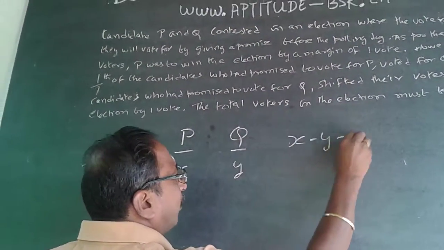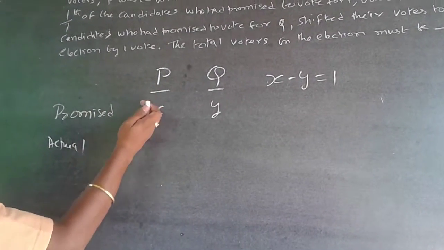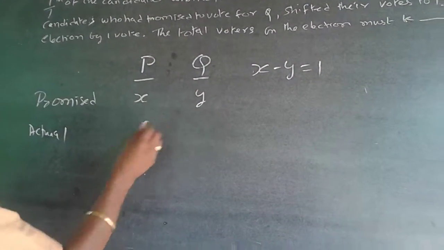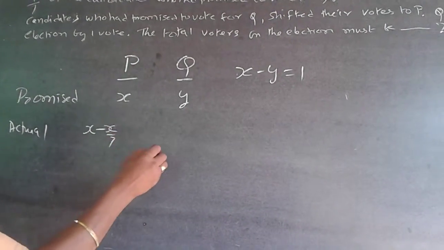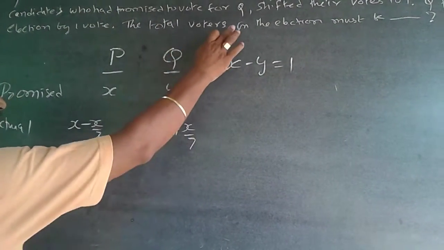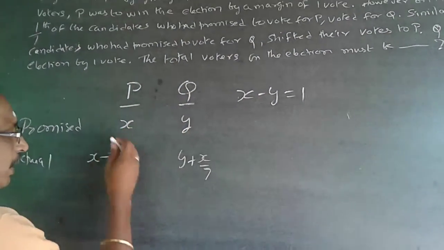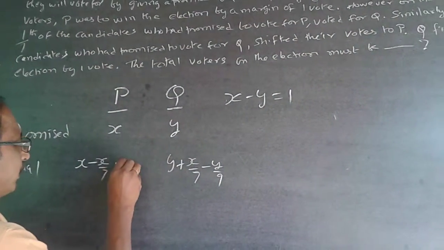Now what happens is actual vote. So 1/7 of those who promised for P shifted their votes to Q. So this will become X minus X by 7. And here it will become Y plus X by 7. Similarly, 1/9 of the votes shifted to P. So minus Y by 9 here, and plus Y by 9 there.